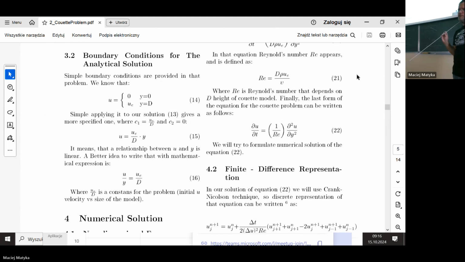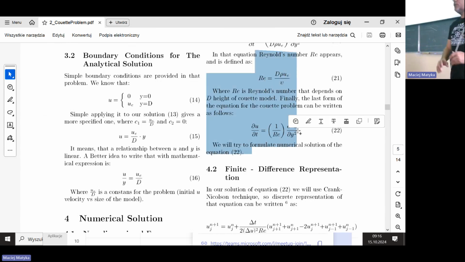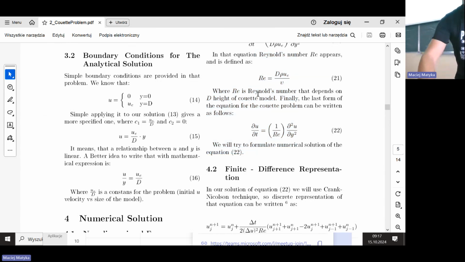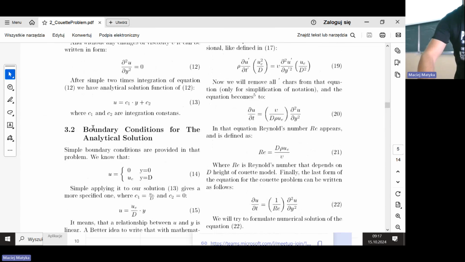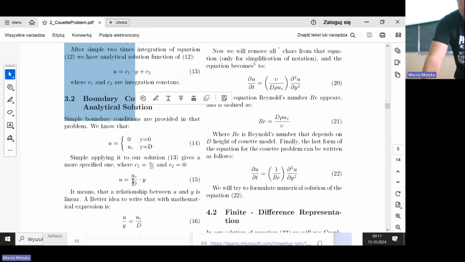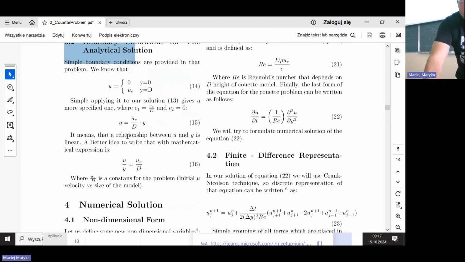Okay, there are two ways of solving the equation that we have here. So the equation is here. It can be written in this form with Reynolds number. It doesn't matter because the previous one was the same. And one solution is here. This is the analytical solution. I use the boundary conditions, and the analytical solution is basically u equal to ue over d times y. So basically, this is the analytical solution. It finishes here.